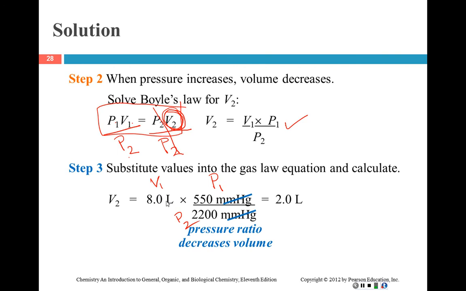Okay, and then you multiply 8 times 550 equals, some of y'all have been having trouble with your calculator, so I strongly recommend that you say 8 times 550, get that number, and then divide by what's on the bottom, which is 2200. You should get 2 liters. Okay, and that's what we would expect. If we increased our pressure, our volume would go down. And you can kind of do like a reality check with it to say, okay, if your pressure went up and then your volume went up, you'd probably know you'd done something wrong.